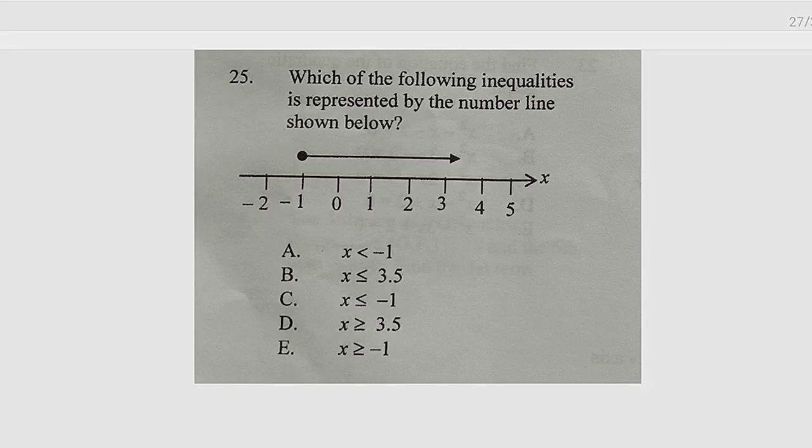All right, here is question number 25. The question reads, which of the following inequalities represent the number line shown below? All right, let's examine it.